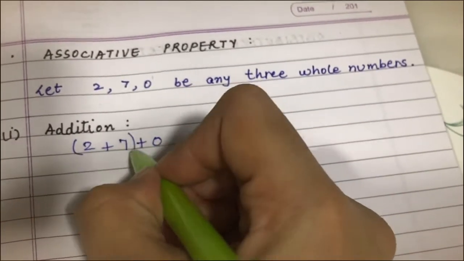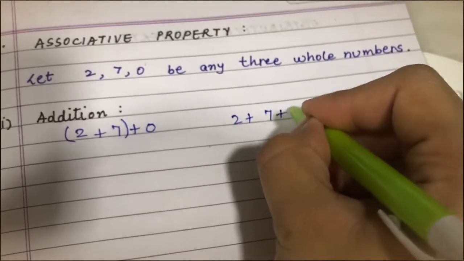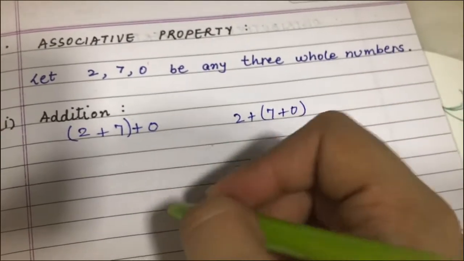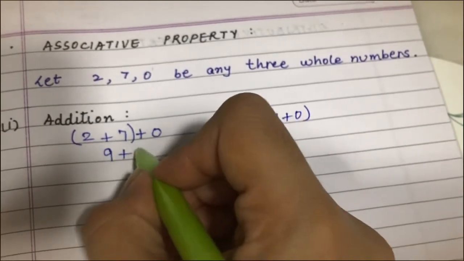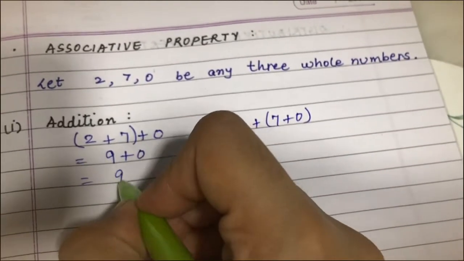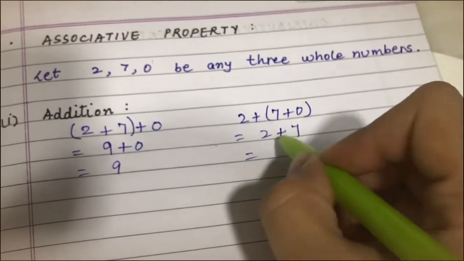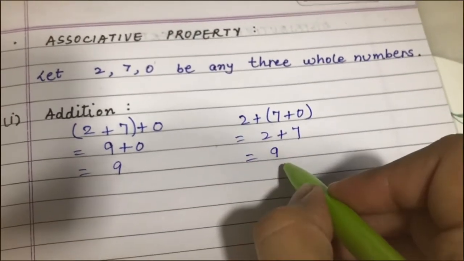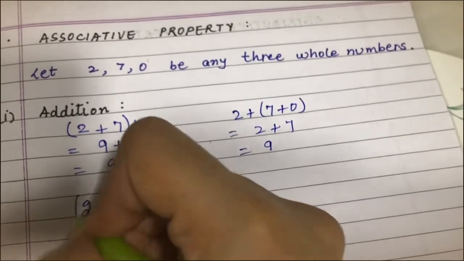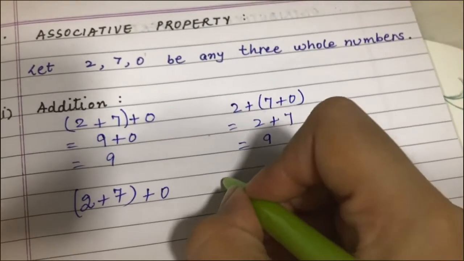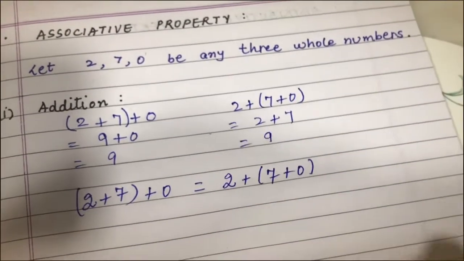Suppose first I will be adding 2 and 7 and then 0, and second time I will be adding 7 and 0 and then 2. Let's check whether we are getting the same answer or not. 2 plus 7 is 9, plus 0 as it is, which will be 9, correct? Now 7 plus 0 is 7, 2 plus 7 is 9. Can you see we are getting the same answer? So can we say 2 plus 7, if we have taken this as our first pair, will give us the same answer if we take the other 2 numbers as another pair.